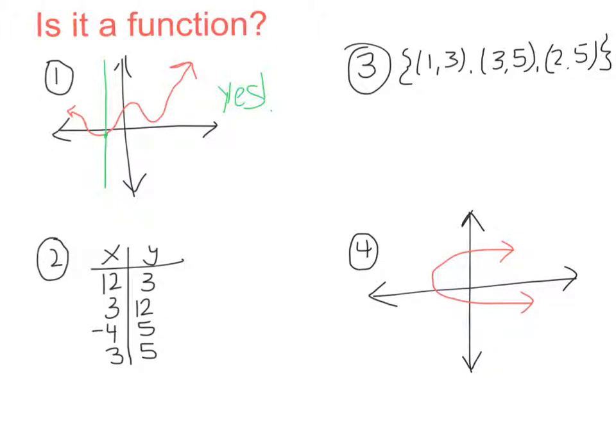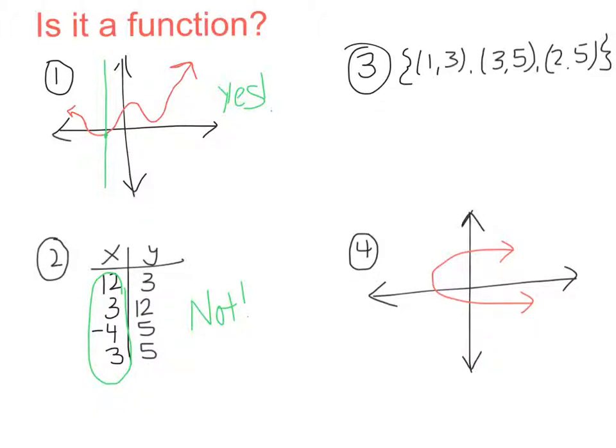For question 2, they've given me a table. In this case, I want to remind you that we check to see if it's a function by looking only at the x values. Remember, the definition of a function is that every x value has a unique y value. Now, if there's any x values repeated, then that means there's an x value with a different y value. That's what makes this not a function, because there are 2 3s, one goes to 12 and the other one goes to 5. That's why this is not a function.